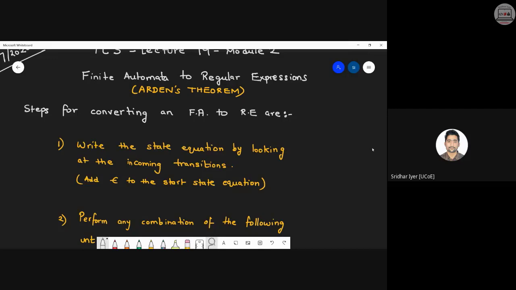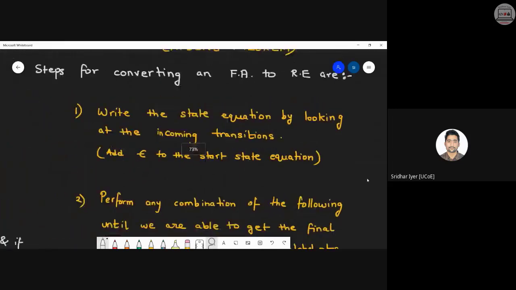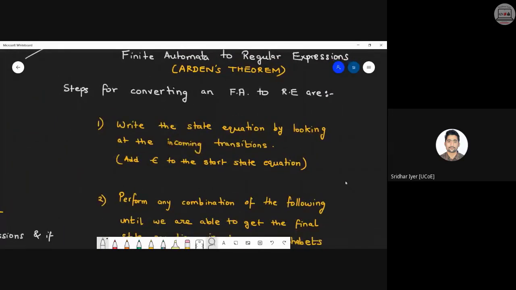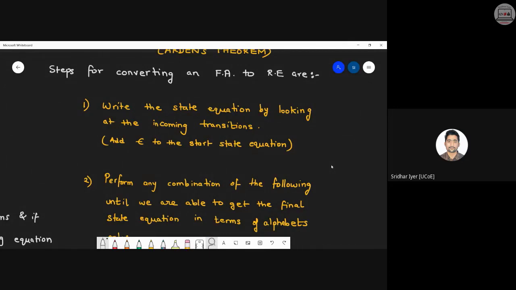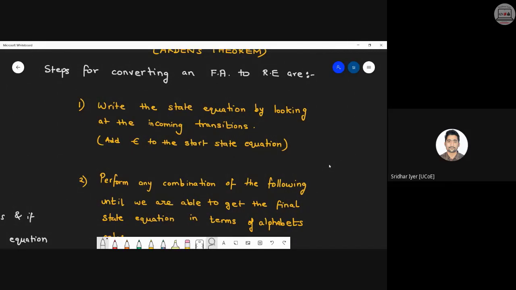Clear? Along with that, in brackets, I have written you have to add epsilon to the start state equation. Whatever is the start state, you have to add epsilon to it. Do not add it to the other states. Only the start state needs to have an epsilon. Clear? Because we know that start state also has an input as epsilon. Right? Any doubts so far? The start state itself is having epsilon. Right? So that's why we add epsilon to the start state as an input. Other than that, no other states will be having epsilon as the input.